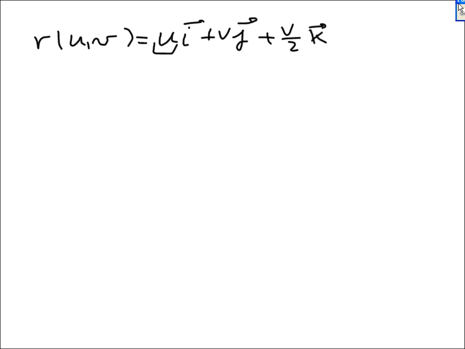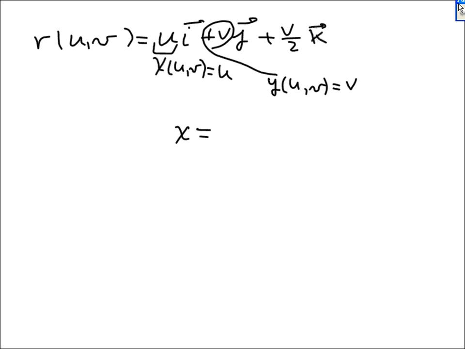Well, that's x. That's x of u, v. x of u, v is just u. And this right here is y. y of u, v is just v. So u is x and v is y. Now, what about v over 2? Well, v is y, so v over 2 would be y over 2.